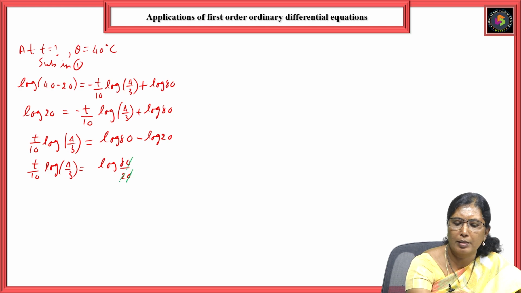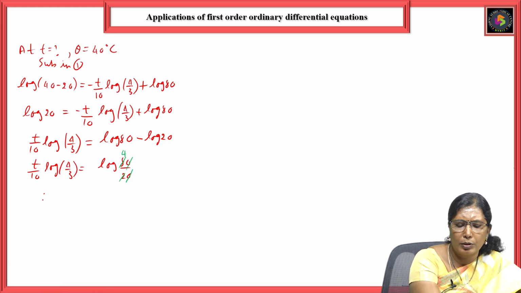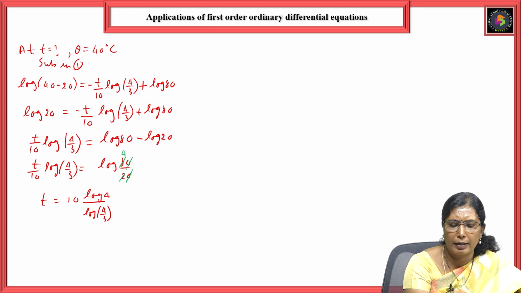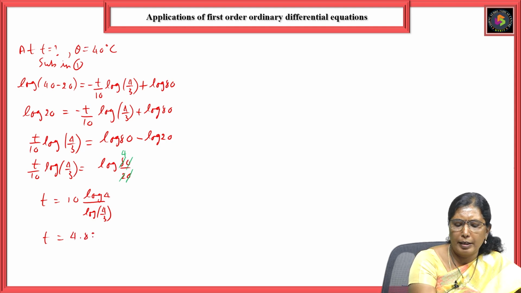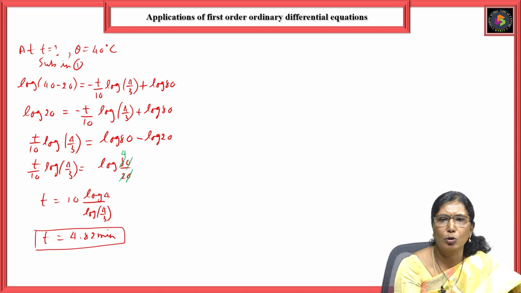So the 0s get cancelled. 2 ones are 2, 2 fours are 8. Now cross multiply here. So t is equal to what you get? 10 log 4 by log 4 by 3. If you use the calculator and solve it, we get the t value as 4.82 minutes. Use the scientific calculator and solve this, with ln, that is log to the base e. You get t is equal to 4.82 minutes.